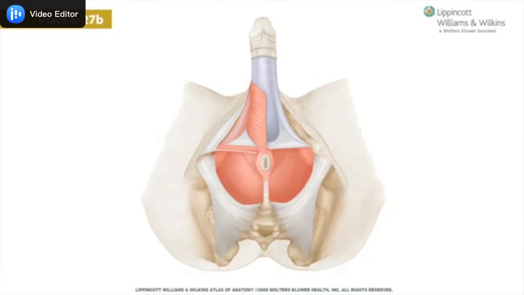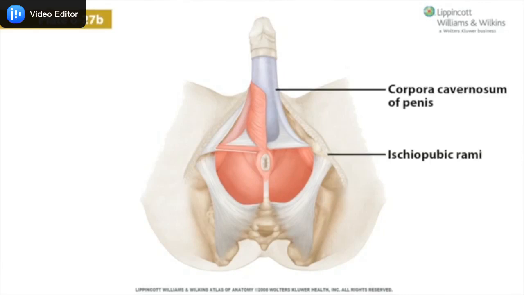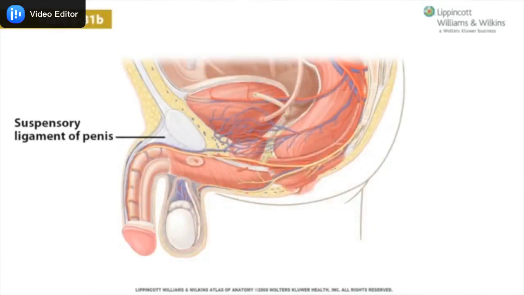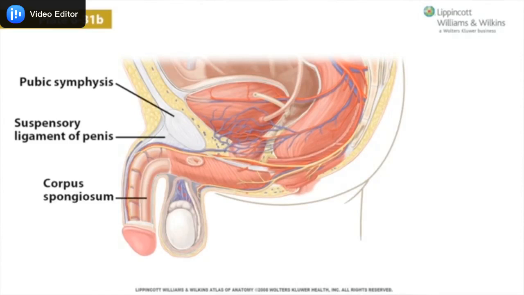As in the female, the corpora cavernosa form its crura, which are attached to the ischiopubic rami and the adjacent perineal membrane, and which join at the midline to form the dorsal portion of the shaft of the penis. The suspensory ligament of the penis attaches the proximal part of the dorsum of the penis to the pubic symphysis. Unlike the clitoris, the corpus spongiosum is incorporated into the body of the penis. The corpus spongiosum forms the bulb of the penis, which is attached to the perineal membrane proximally, surrounds the spongy urethra along the length of the shaft of the penis, and forms the glans of the penis distally.